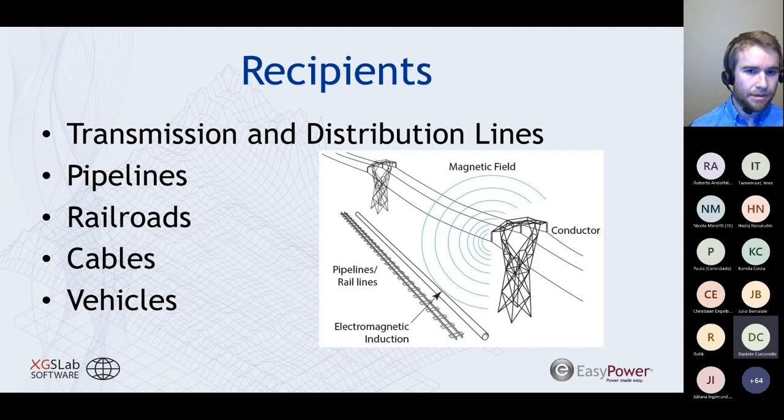Other objects that might be considered are cables or vehicles and maybe even buildings and structures, since anything that's really metallic can have some sort of coupling from our transmission lines to those recipient objects.